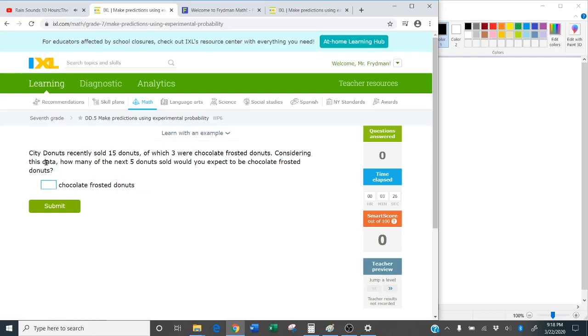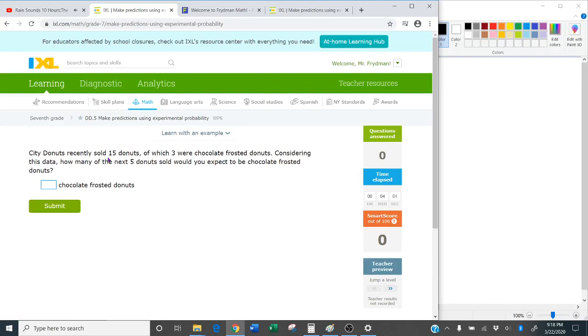Here's the first question. City Donuts recently sold 15 donuts, of which 3 were chocolate frosted donuts. Those sound good. Considering this data, how many of the next 5 donuts sold would you expect to be chocolate frosted donuts? So again, the first thing that we're going to do is find the probability of somebody buying a chocolate frosted donut.